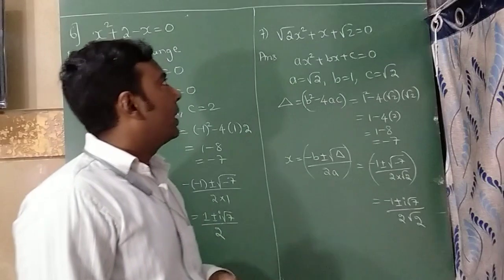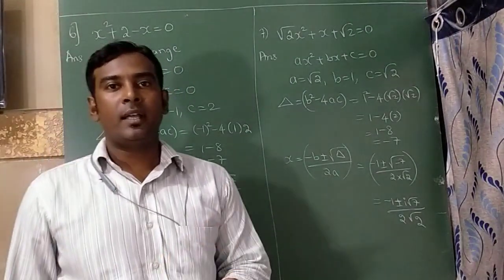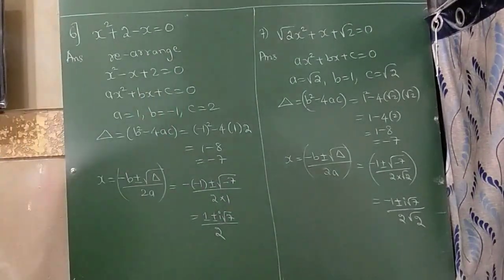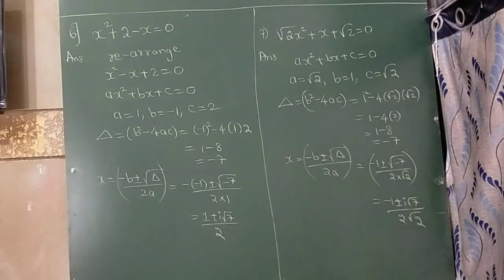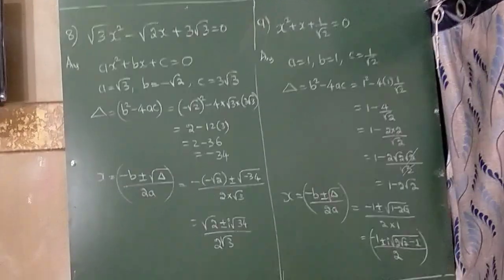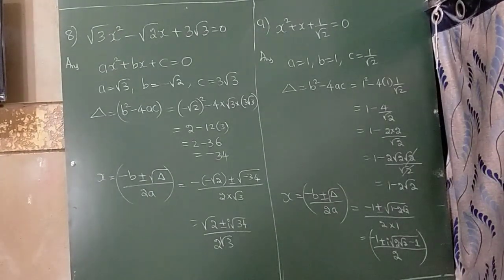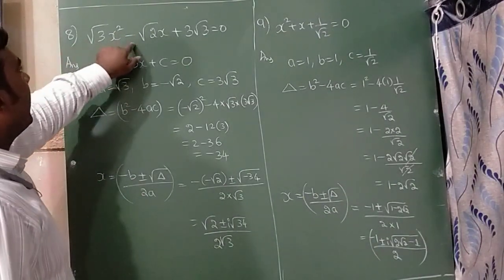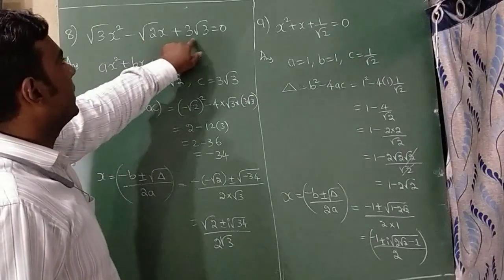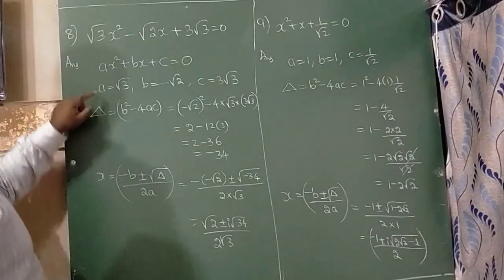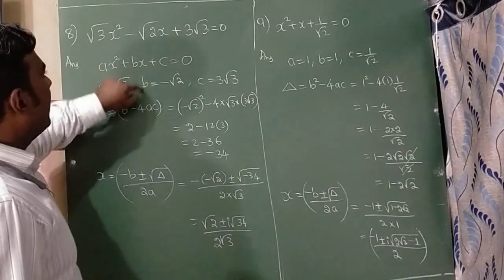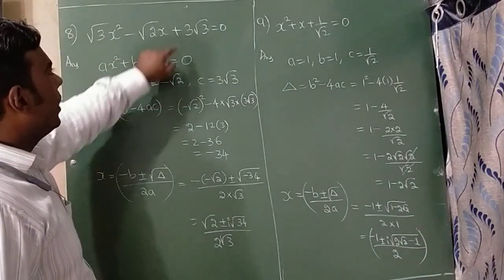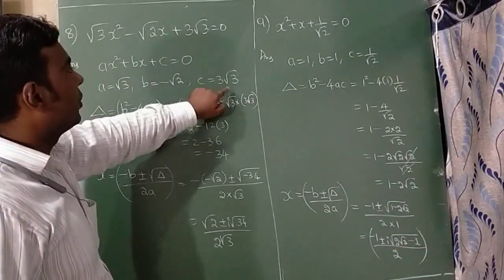This ends your seventh question. Let's move on to the eighth question. The eighth question is root 3 x square minus root 2 x plus 3 root 3 is equal to 0. Now the a value is root 3, the b value is minus root 2 and the c value is 3 root 3.